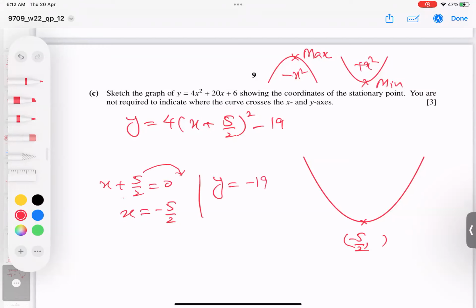So I'm writing directly minus 5. He said no need to show working, although I can show it, but he said no need to indicate. This is a 3-mark question: 1 mark for x, 1 mark for y, and 1 mark for showing the nature. This is called nature because when the x squared coefficient is positive, it is a point of minima. This is the minimum point, although he's not asking us. I hope the point is very, very clear.